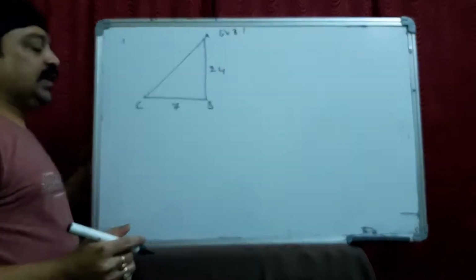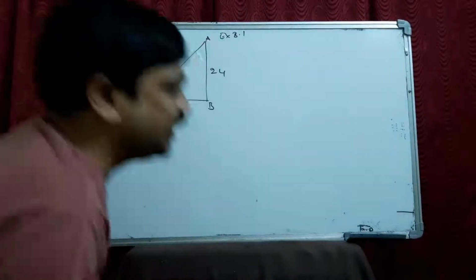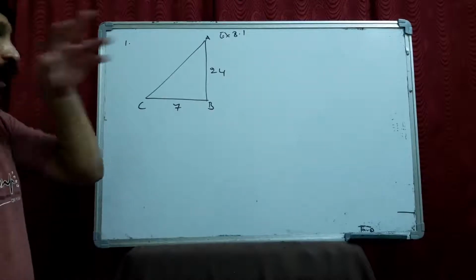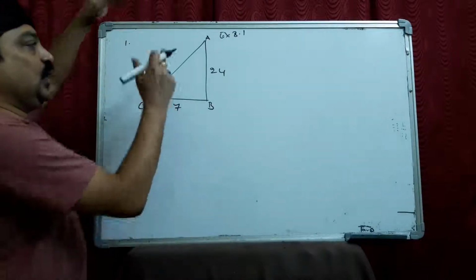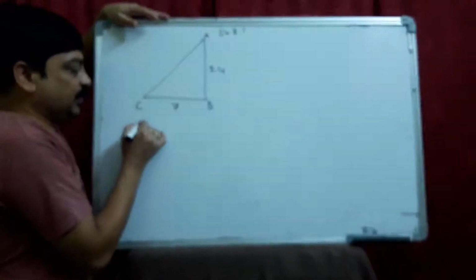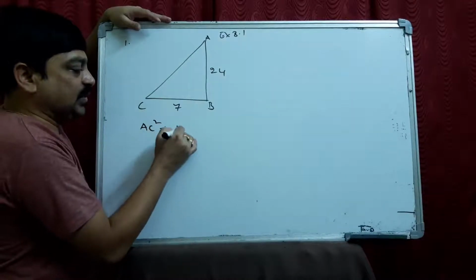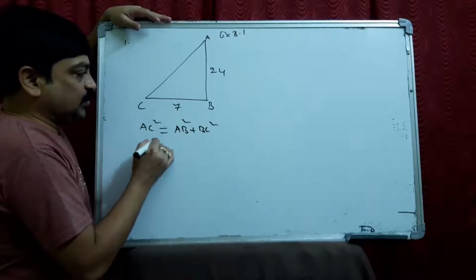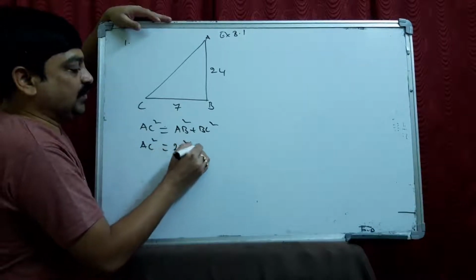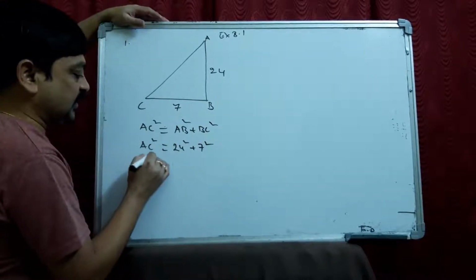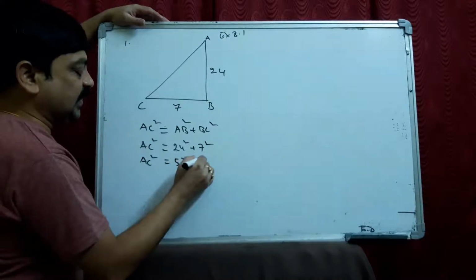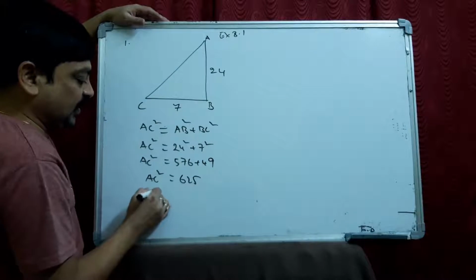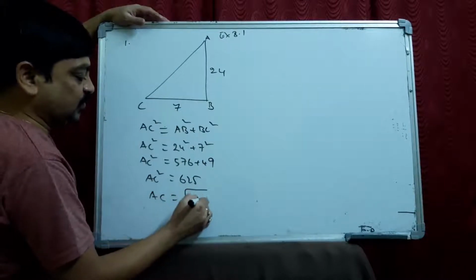Okay, let us see. First of all, in this right angle triangle, what we have to do? We have to find out the hypotenuse. Hypotenuse is missing. So, how to find out the hypotenuse? Using Pythagoras Theorem. AC square is AB square plus BC square. So, AC square is 24 square plus 7 square, which is 576 plus 49. AC square is 625. So, AC is equal to root of 625.